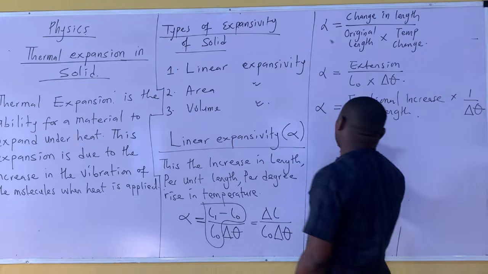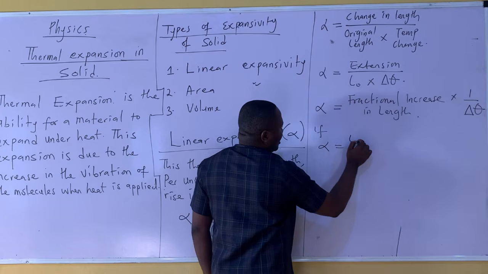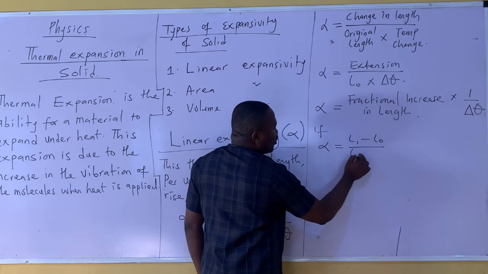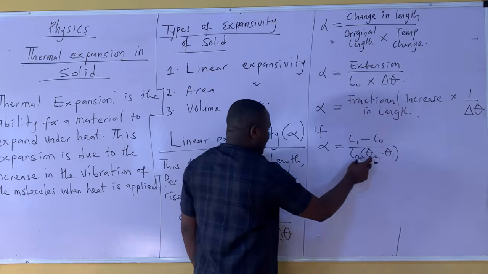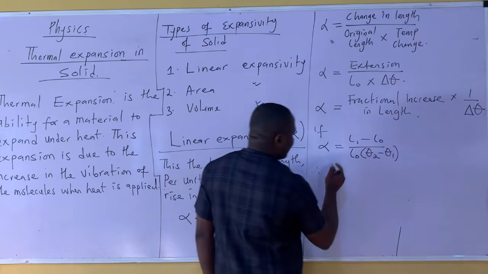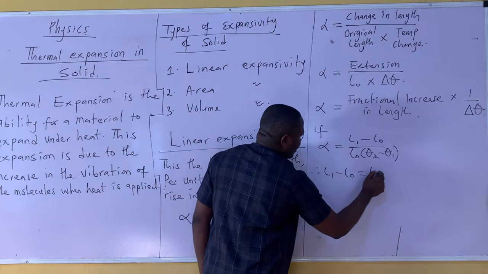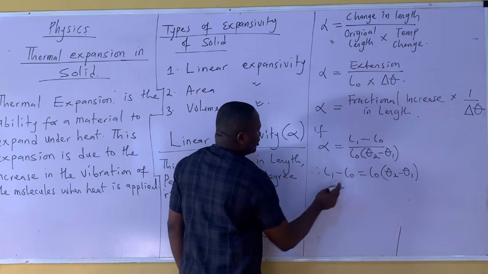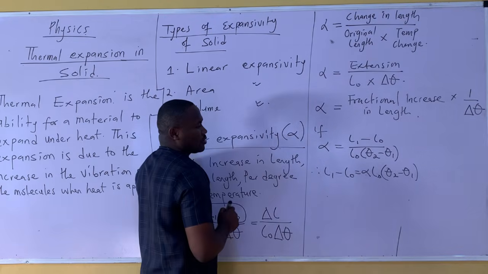Another thing you can do here: if linear expansivity equals L1 minus L0, that's new length minus original length, over original length, open bracket theta 2 minus theta 1, that is change in temperature. Therefore, cross multiplying, we have L1 minus L0 is equal to alpha L naught, open bracket theta 2 minus theta 1.